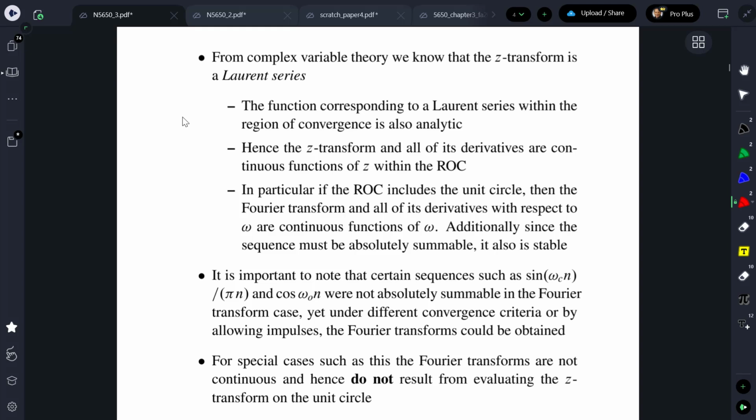So if a series lies within the region of convergence, then the Z transform in that region will have all of its derivatives exist, and they'll be continuous functions of Z. All these nice properties exist when you lie in the region of convergence, and that's the really important thing about working in the Z domain. Once you're in the region of convergence, you have a lot of nice things that you can do with your modeling there.